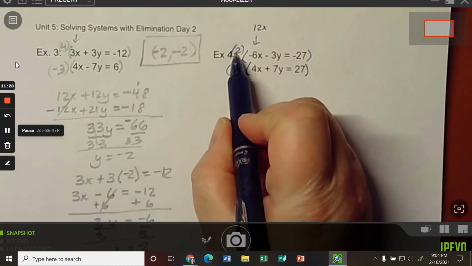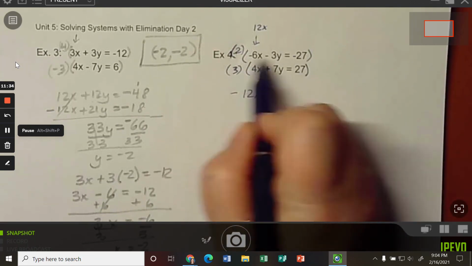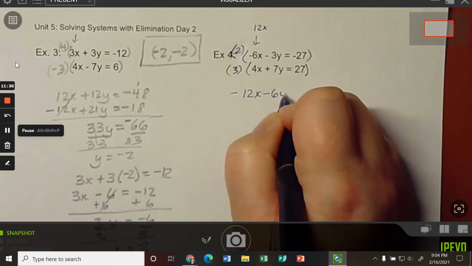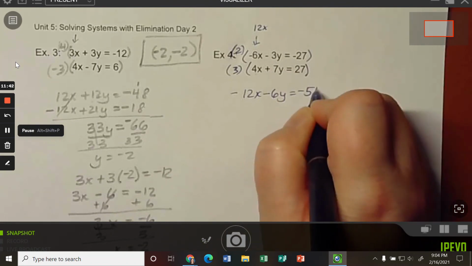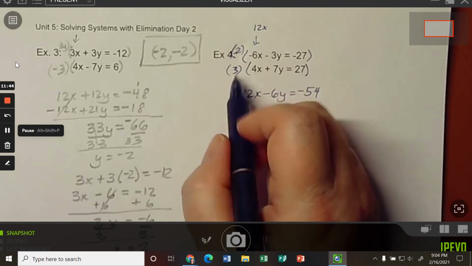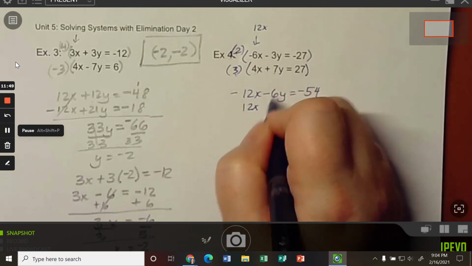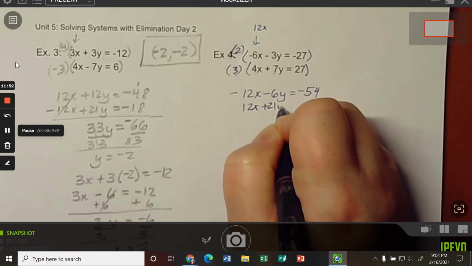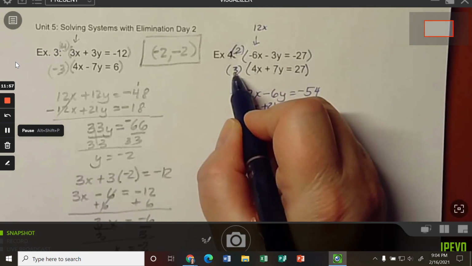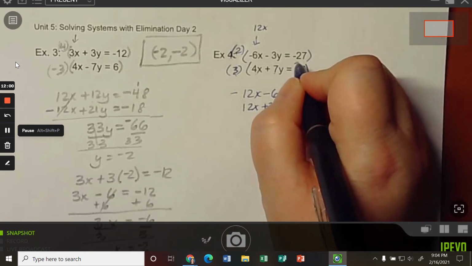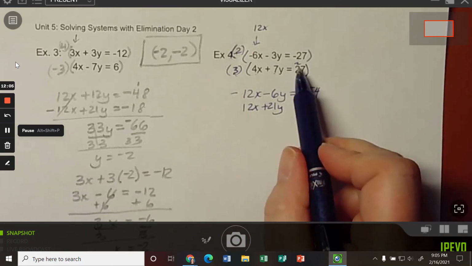Okay, so 2 times negative 6x is negative 12x. 2 times negative 3y is negative 6y. And 2 times negative 27 is negative 54. And then here we'll distribute the 3. 3 times 4x is 12x. 3 times 7y is 21y. And 3 times 27 is, 7 times 3 is 21, right? The 1, carry the 2. 3 times 2 is 6, plus the 2 is 8. And then a positive times a positive is a positive.